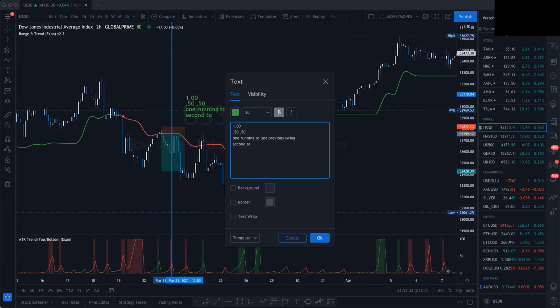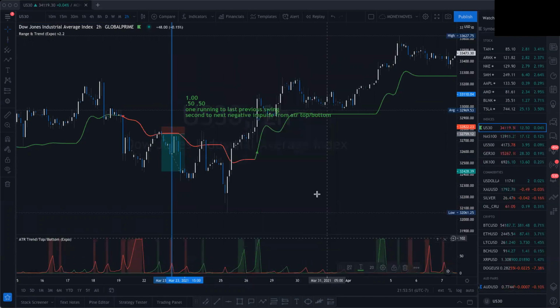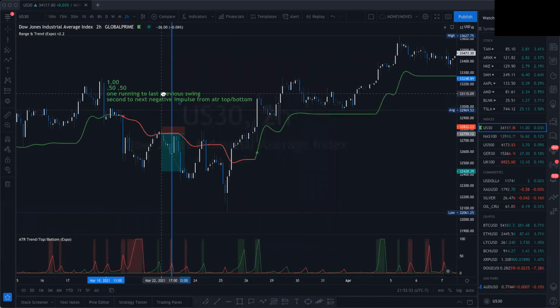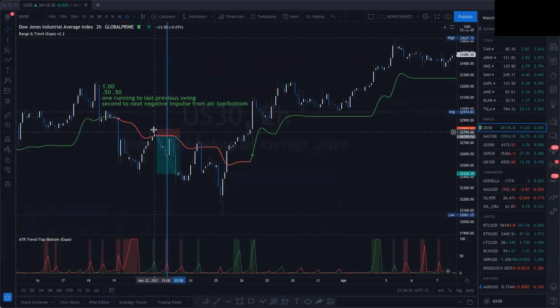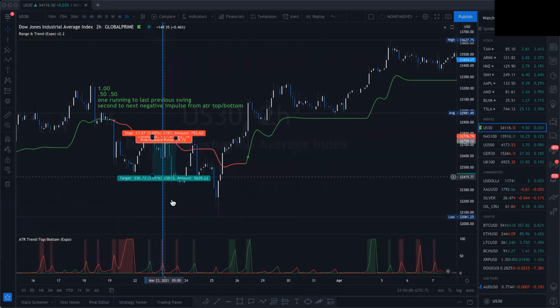Second, to the next negative impulse from ATR top to bottom. All right. That's how I choose to utilize this strategy and maximize my profits. So now you have one trade running risk free, right? One closed, and then you just have one running to full TP.